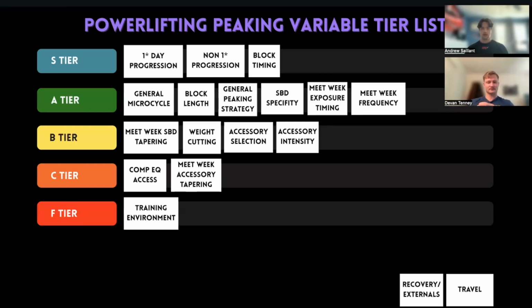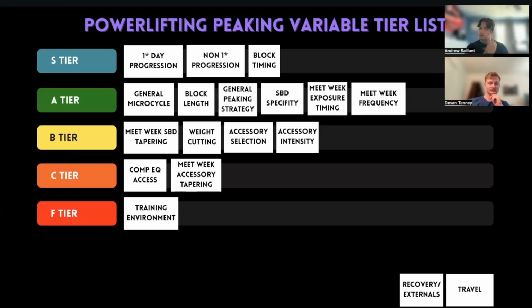Yeah, I'd say so. I can't see it really being grouped with the A tier level stuff like meet week exposure, timing, and frequency. I guess recovery and externals allow you to execute the stuff that is in the A tier to the best extent.